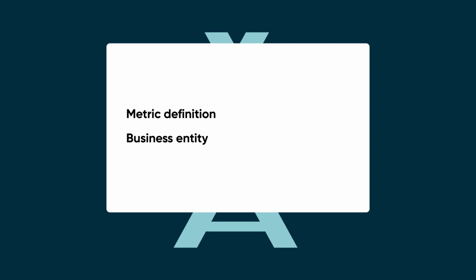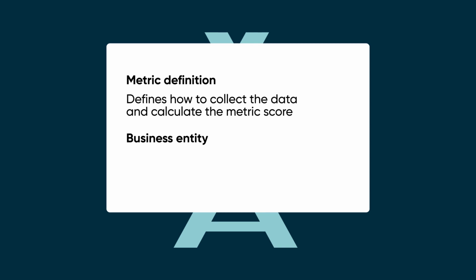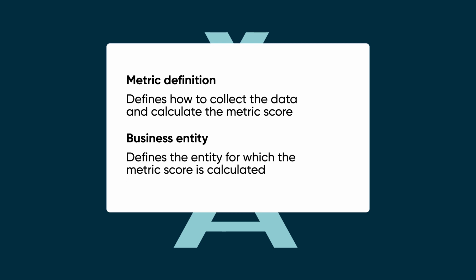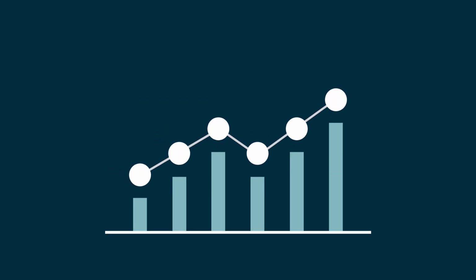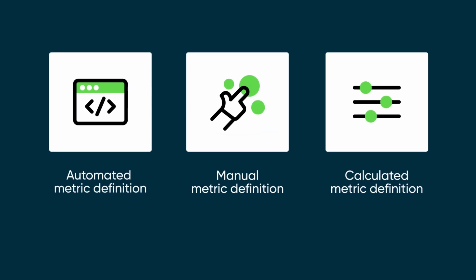To create a metric, we need 2 things: a metric definition that defines how we collect the data and calculate the metric score, and a business entity for which the metric score is calculated. Note that you can create metrics without associating them with specific goals or targets. The ESG Management Application uses 3 types of metric definitions.